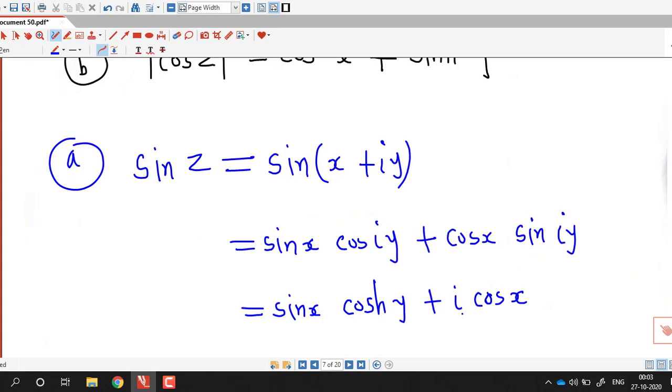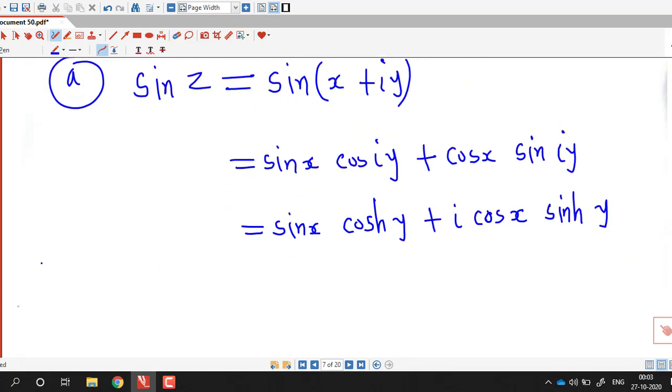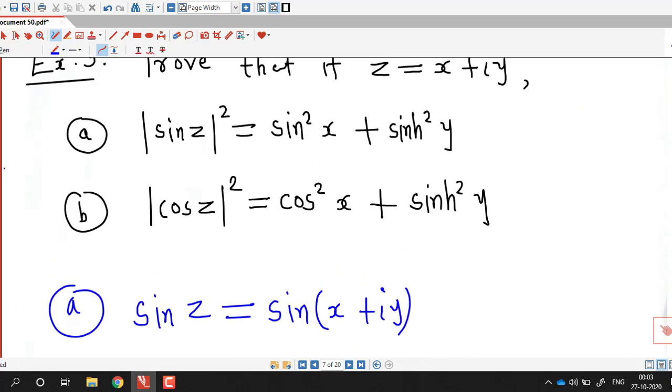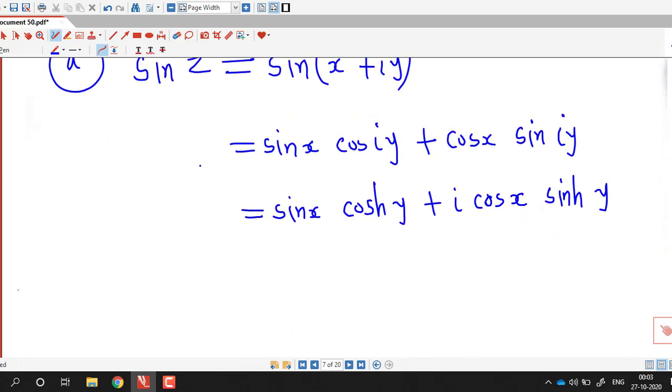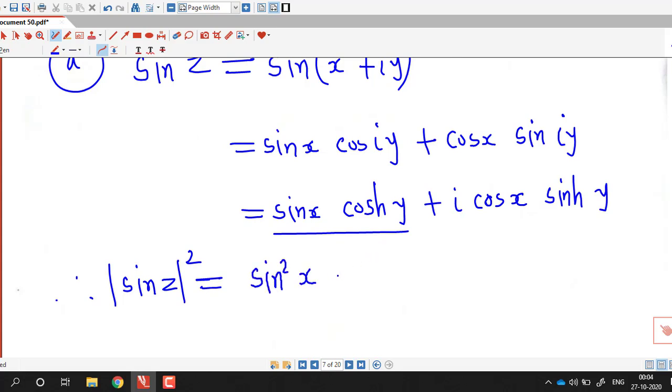So sin iy is i times sinh y. But we are asked to find the absolute value of sin z, the square of the absolute value of sin z. By the definition of absolute value, |sin z|² is nothing but the square of the real part, which is sin²x cosh²y, plus the square of the imaginary part, which is cos²x sinh²y.